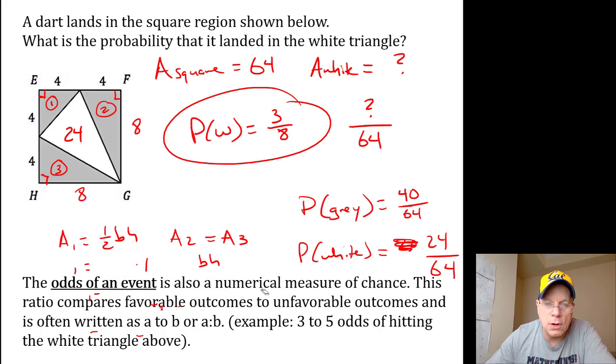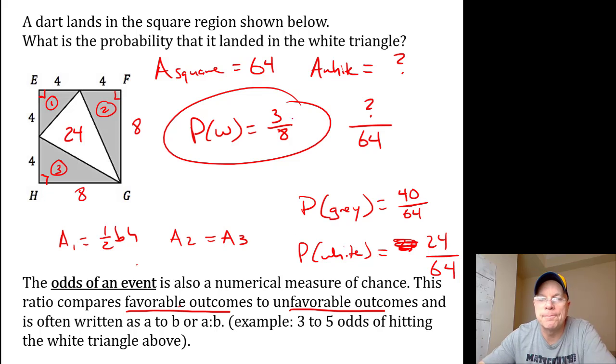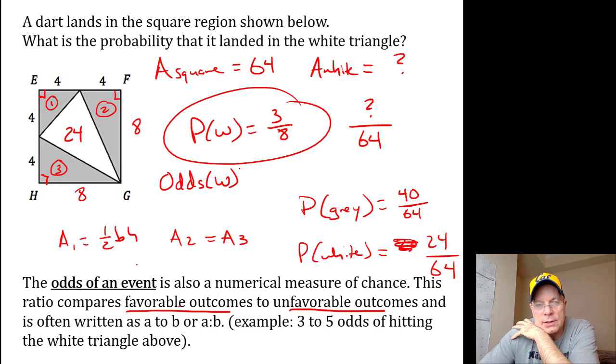All right, on your notes you have the definition of odds. Odds are also a ratio, but unlike probability, it's not the ratio of favorable outcomes to possible outcomes. It's the ratio of favorable outcomes to unfavorable outcomes. So if I wanted to find the odds of landing on the white triangle, the favorable outcomes would be the area of the white triangle, which is 24.